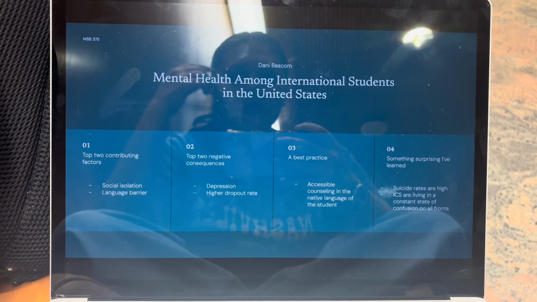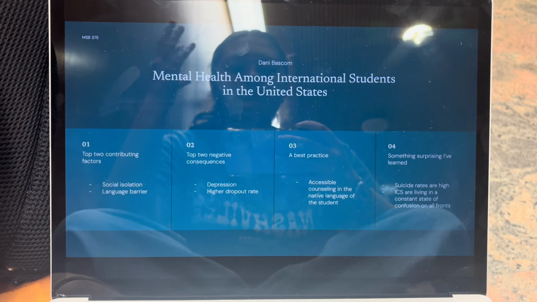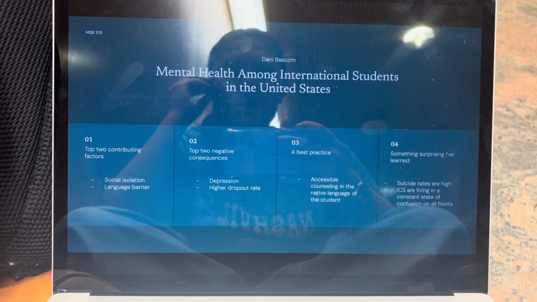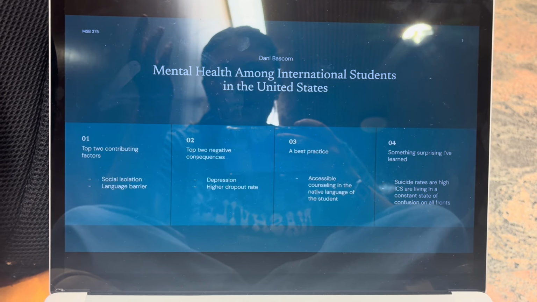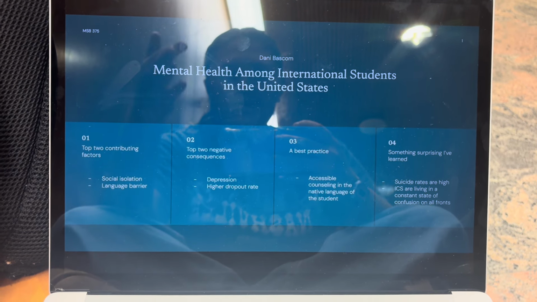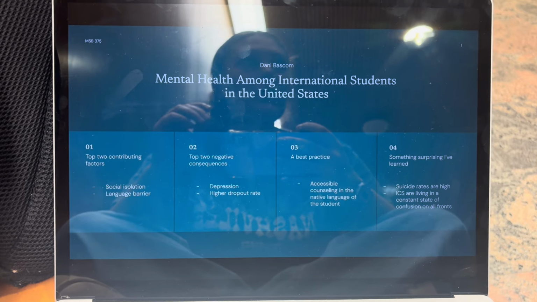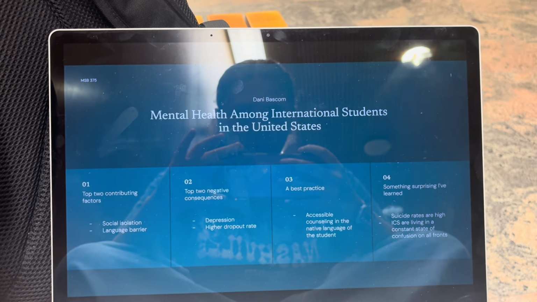Something also interesting is their higher dropout rates. These students are put under pressure, under unrealistic expectations that they put on themselves or that come from their family, and so one of the consequences of everything these students are going through is higher dropout rates, because they're realizing that it's too much or too hard to do and they don't really know how to keep going.